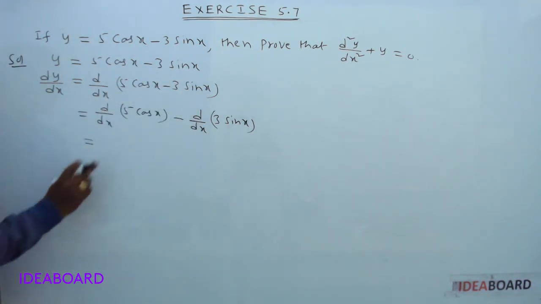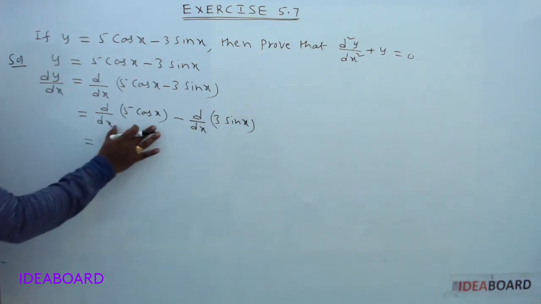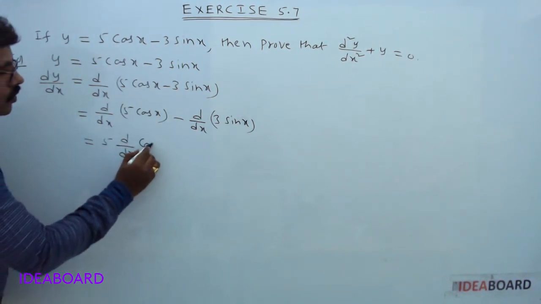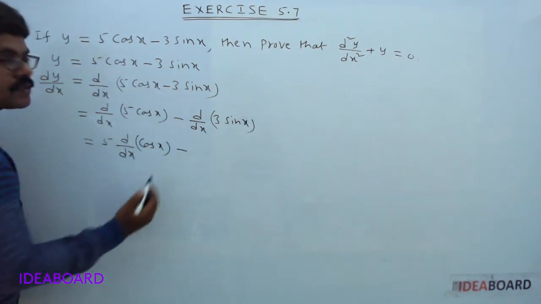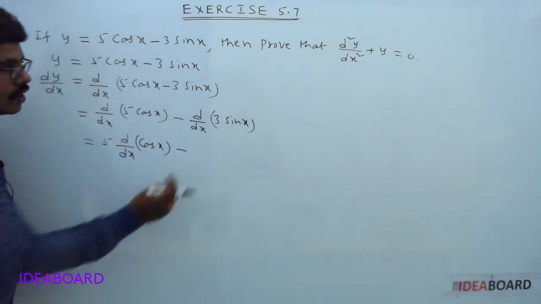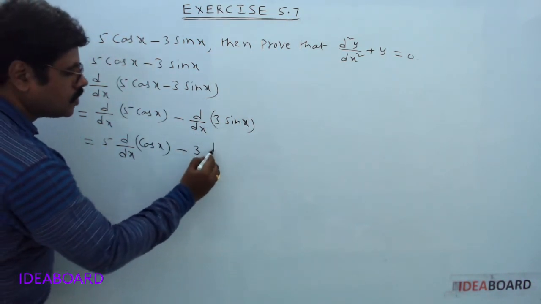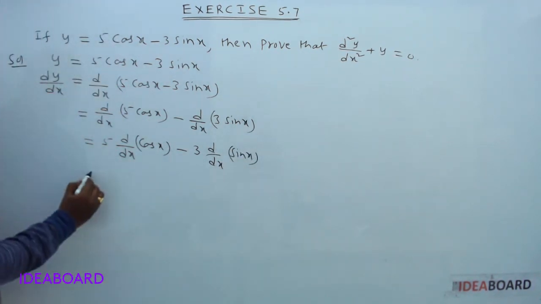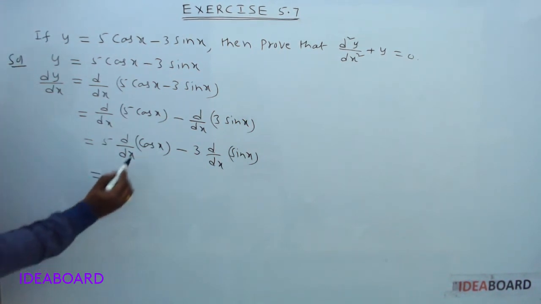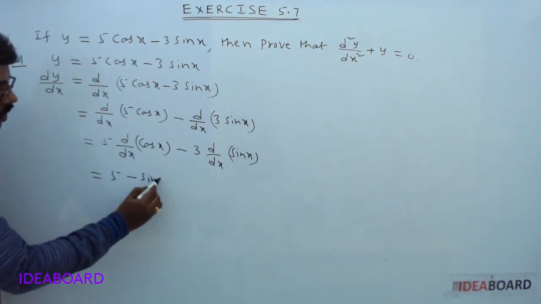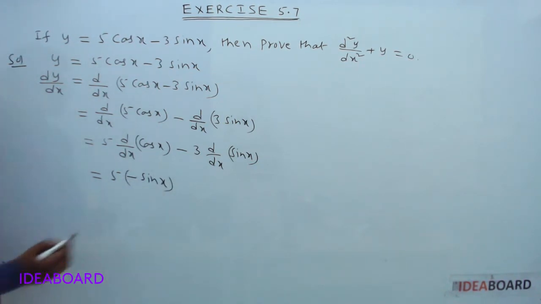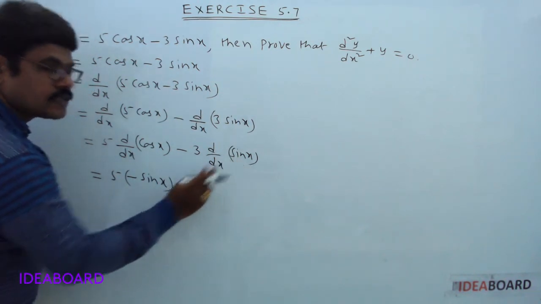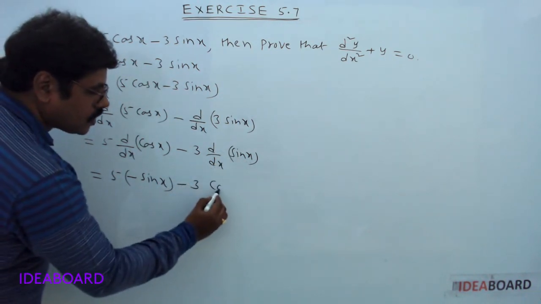Now this equals, here 5 is the constant term, so this term can be written as 5 into the derivative of cos x minus, here also 3 is a constant term, so this term can be expressed as 3 into the derivative of sin x. Now this equals 5 into the derivative of cos x. The derivative of cos x is minus sin x, minus 3 into the derivative of sin x. The derivative of sin x is cos x.